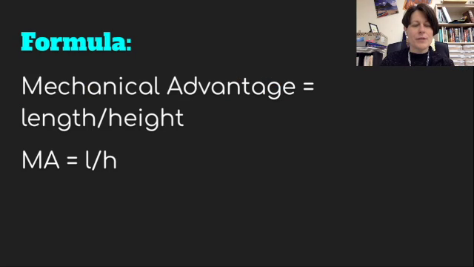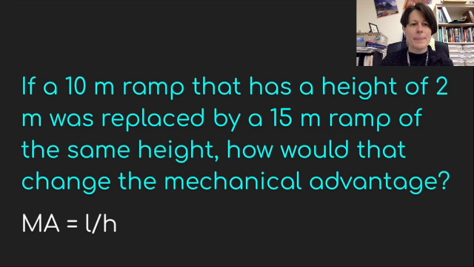The formula for an inclined plane is mechanical advantage equals length divided by height, or MA equals L divided by H. So let's take a look at a problem that involves this formula. If a 10-meter ramp that has a height of 2 meters was replaced by a 15-meter ramp of the same height, how would that change the mechanical advantage?